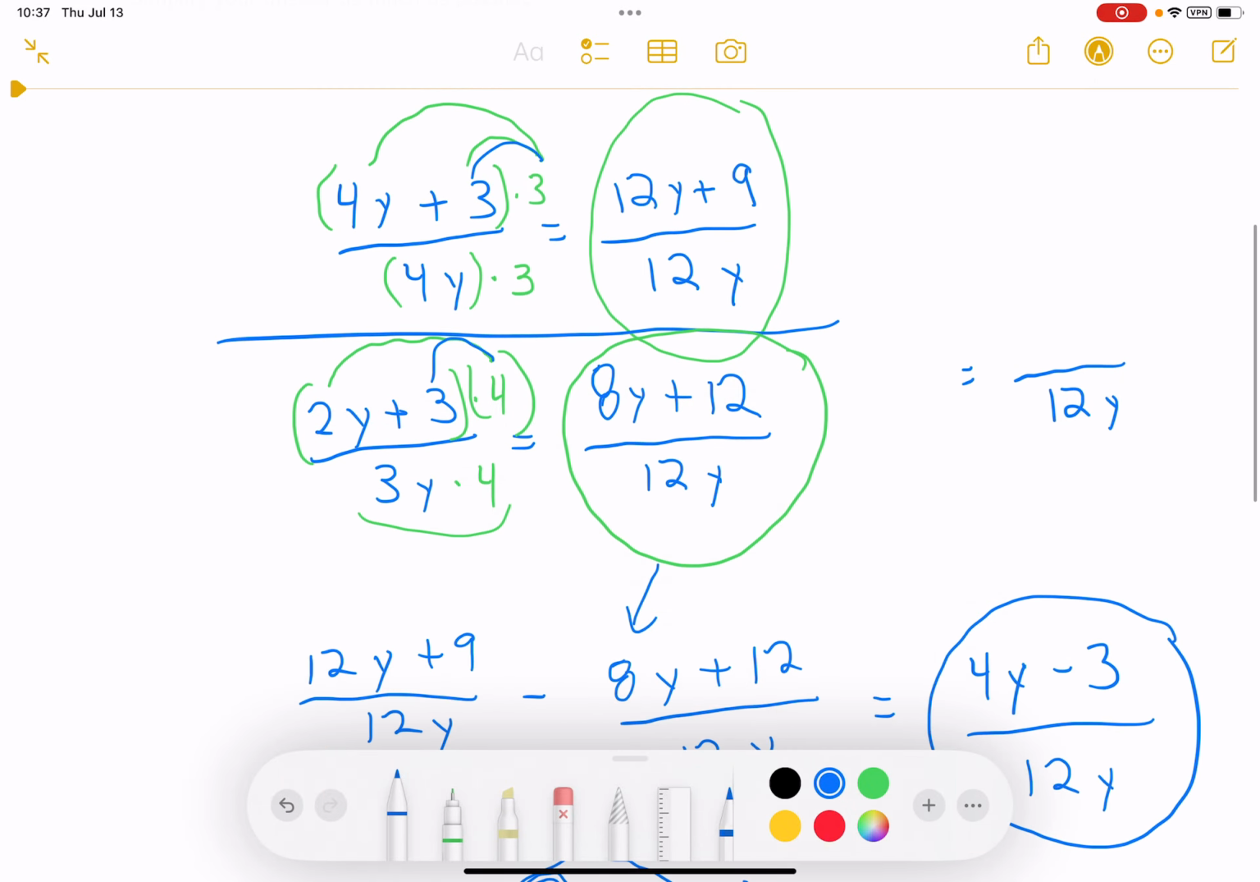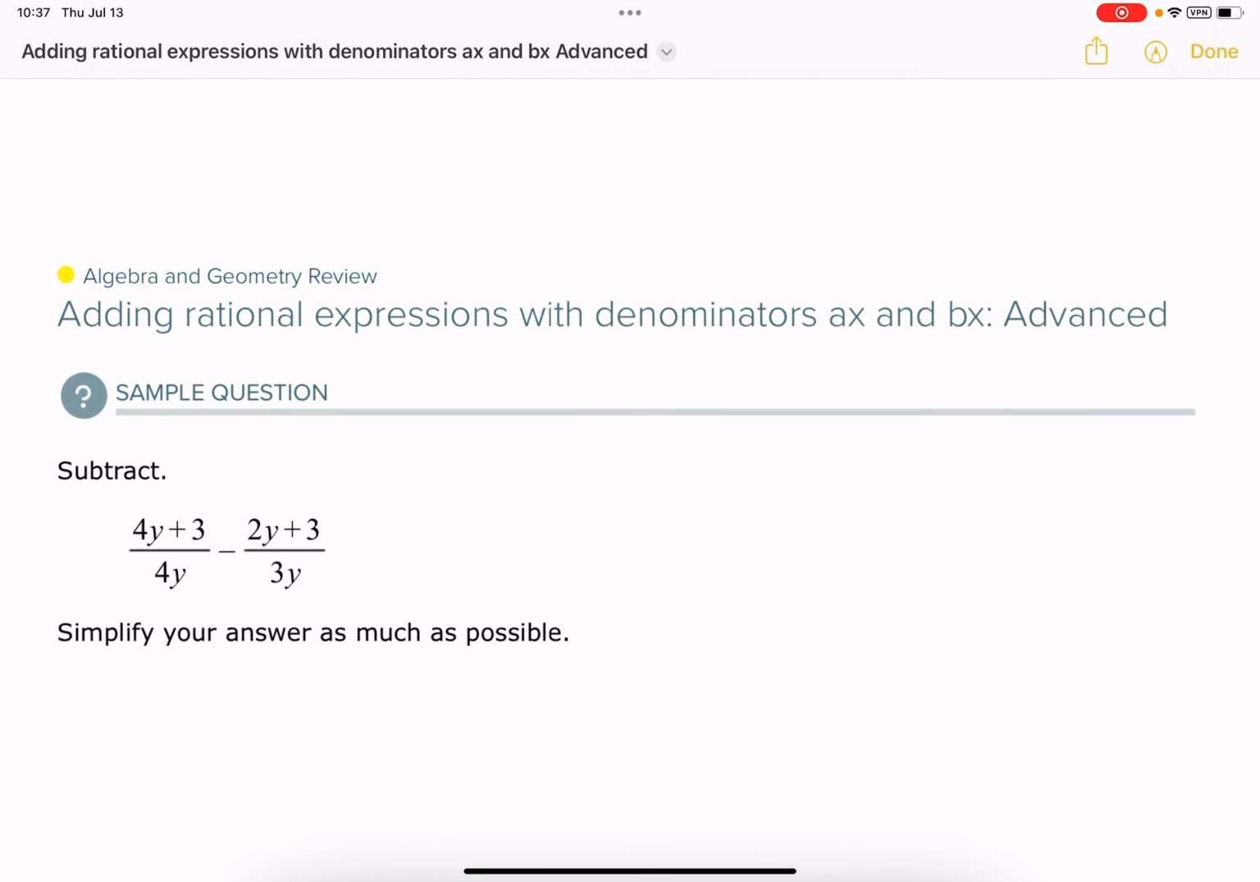Maybe I'll write that up here. 4y minus 3. Oops, I can't write it.